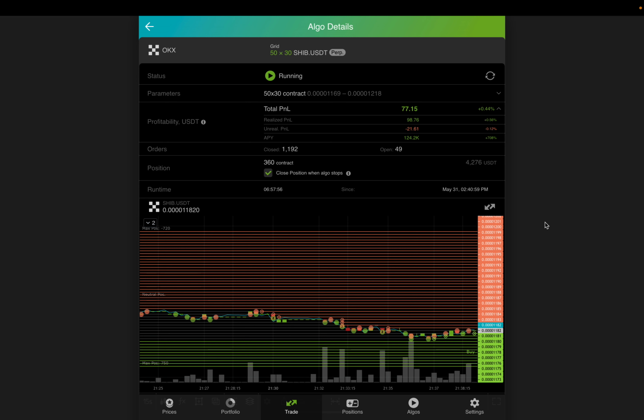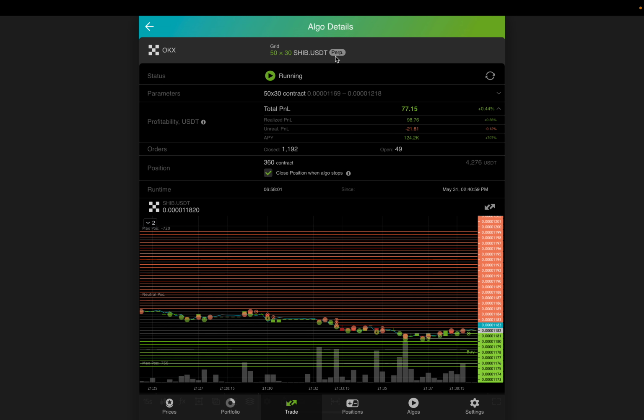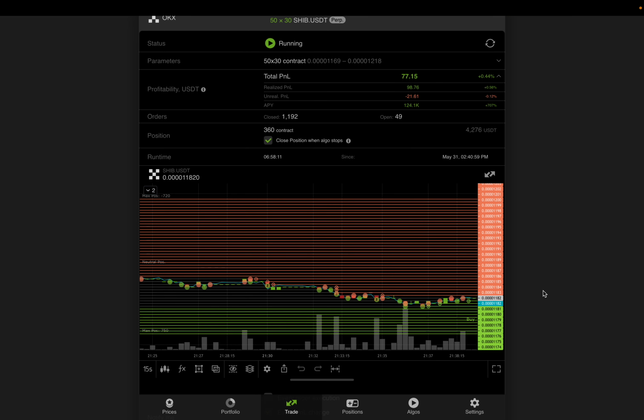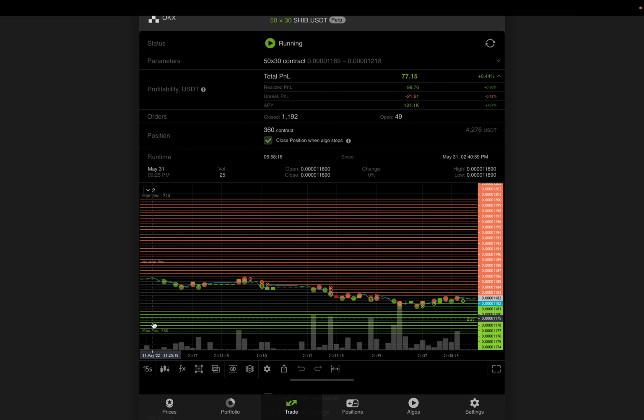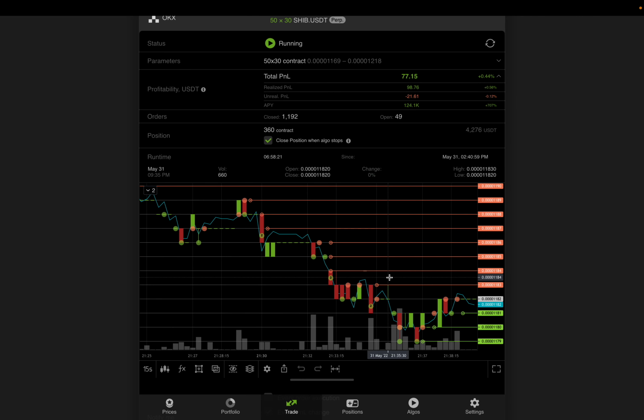But anyway, today we're looking at an extreme grid. It's a grid that is run on SHIB USDT perpetual swap on OKX, and the interesting thing about this grid is that it is as tight as it can be. Meaning what? Look, we're looking now at the 15-second candles. Let me double click here so it will enlarge or zoom in.